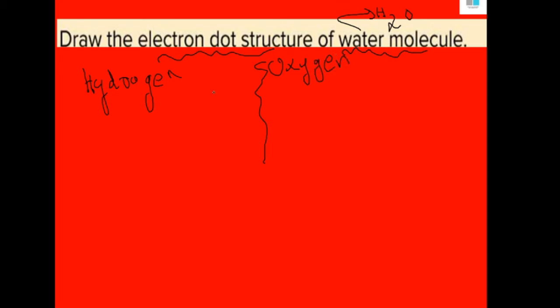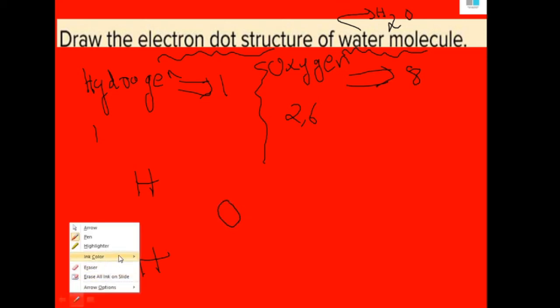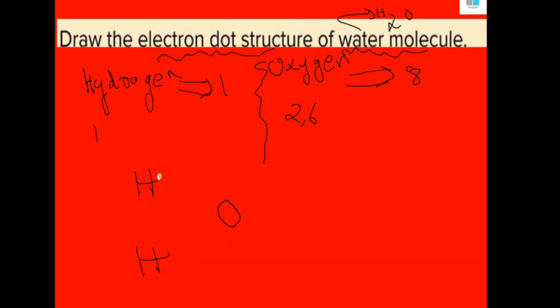Now we know that hydrogen's atomic number is 1 and oxygen's atomic number is 8. So electronic configuration of hydrogen is 1 and electronic configuration of oxygen is 2, 6. Now how many hydrogens are over here? You can see that 2, H2O. So 2 hydrogens are there. So we'll write 2 hydrogens like this. And how many oxygen? Just 1 oxygen only. Now let us draw its dots.